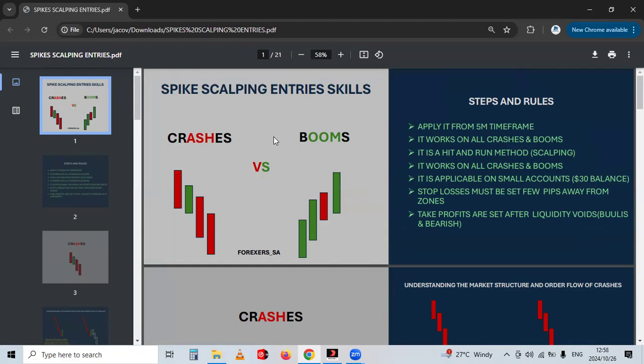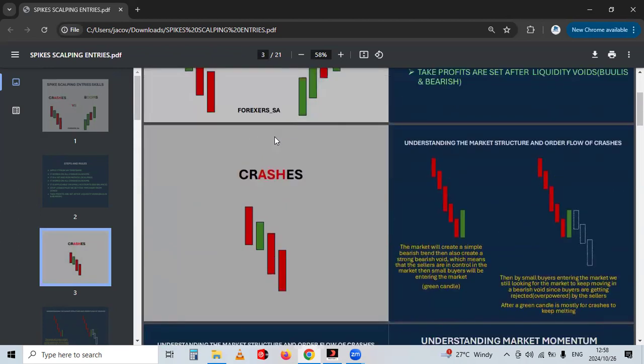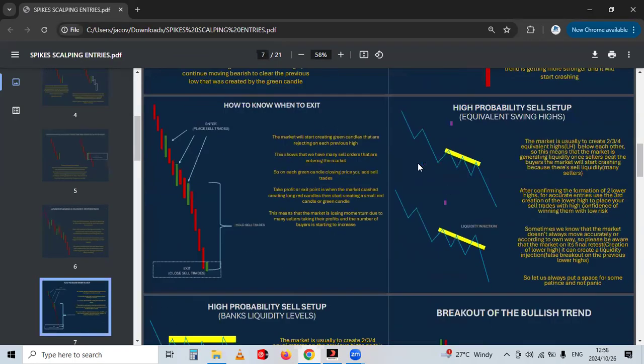The thing that I want you to know, guys, please note that the opposite of boom is crash. How boom works, the opposite of it is crash. Do you understand? So the things that you apply on crash, you apply on boom, but the other way around. Do you understand? So, okay, we have this high probability setup.